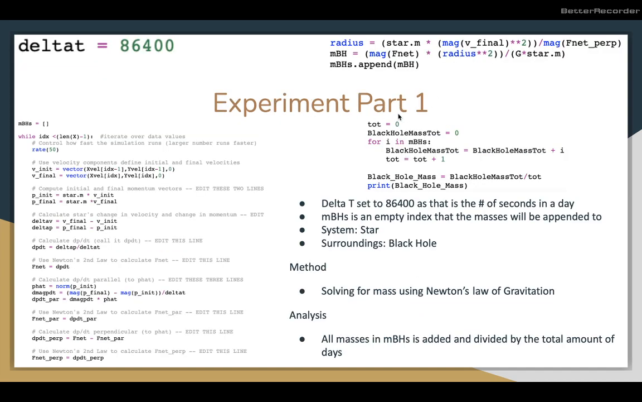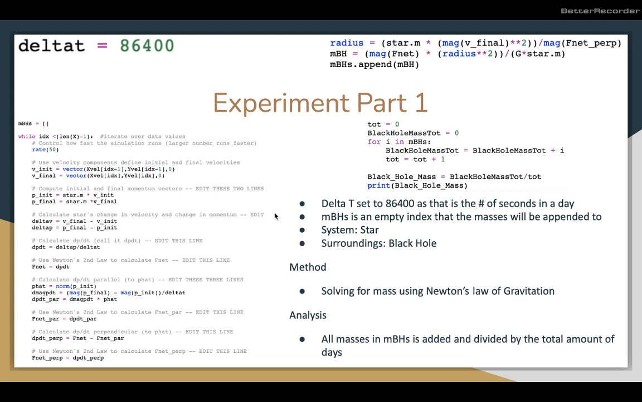So for experiment part 1, we will be finding the mass of the black hole. So delta T was set to 86,400, as that is the number of seconds in a day. And MBHS is this index to which all the masses will be appended to once they are calculated. The system for this experiment is the star, and the surroundings is the black hole. Solving for mass, the method for this calculation is that we'll be solving for mass using Newton's law of gravitation, which is what this code here is.